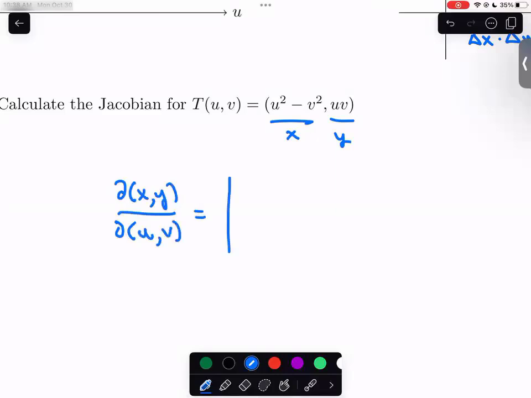is equal to, so first you take the partial derivative of x with respect to u. So I'm very focused on my x equation for a little while. If I take the partial derivative of this with respect to u, I'm going to get 2u. On the other hand, if I take the partial derivative of x with respect to v, I'm going to get negative 2v. So in my first row, I have all of the x stuff: the x partial derivative with respect to u, then with respect to v. In my second row, I'm going to have all of the y stuff: a y partial derivative with respect to u first, then with respect to v.